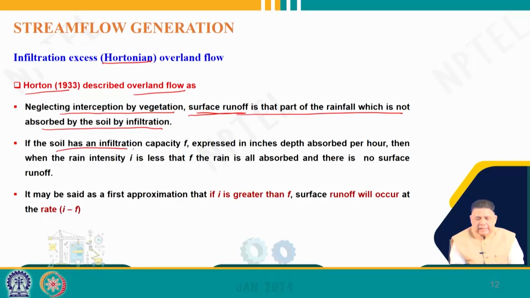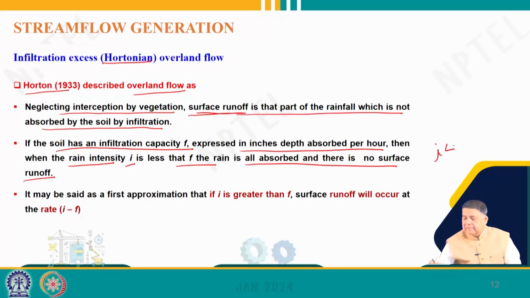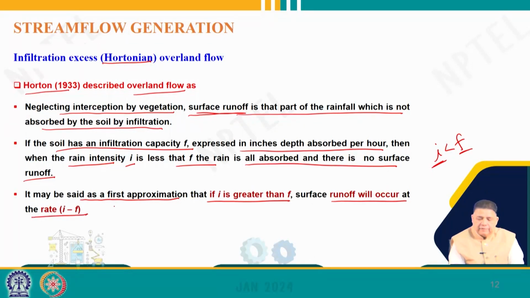If the soil has an infiltration capacity F, expressed in inches depth absorbed per hour, then when the rain intensity I is less than F, the rain is all absorbed and there is no surface runoff. That means if I is less than F, where I is the rainfall intensity and F is the infiltration capacity, then obviously everything is absorbed in the form of infiltration and there is no overland flow. Thus, it may be said as a first approximation that if I is greater than F, surface runoff will occur at the rate I minus F, and I here is of course after satisfying the initial requirements.